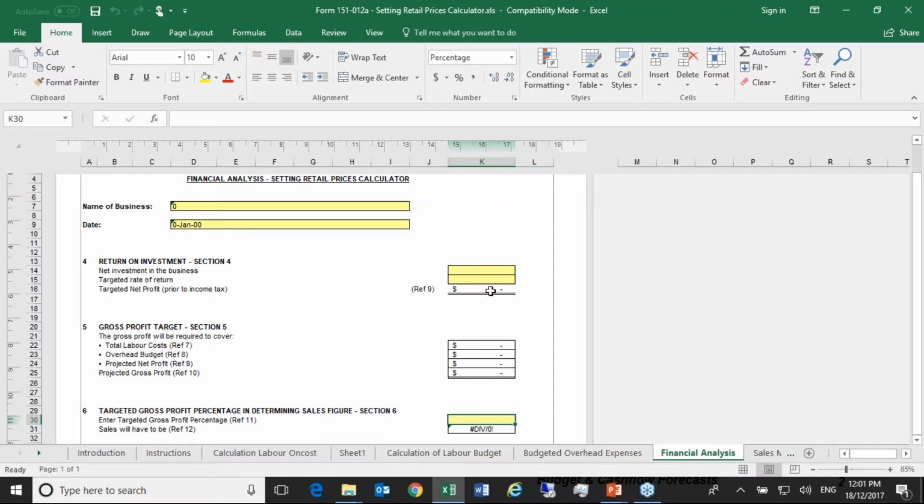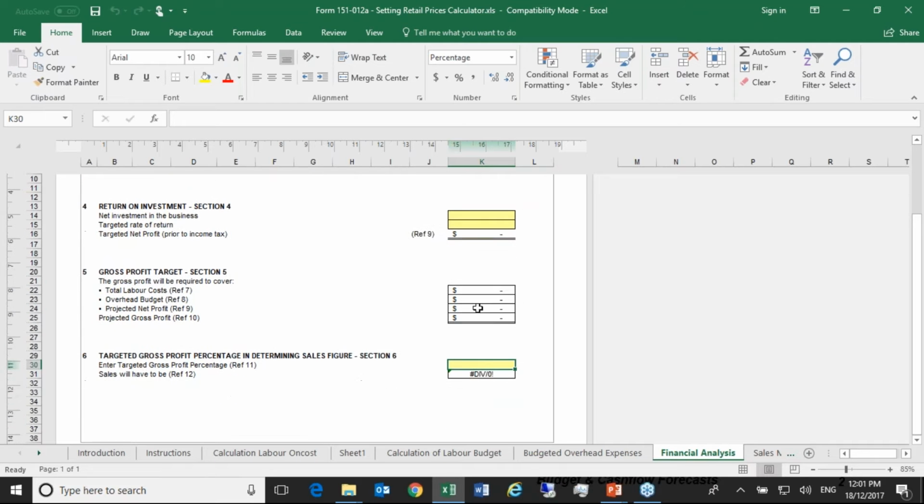This requires you to enter how much is the investment that your client has in this business, what's their targeted rate of return. So if their investment was $500,000, their targeted rate of return was 20%, they'd be looking for a profit prior to income tax of $100,000. The gross profit target is then determined. What are the total labour costs? These will automatically be transferred. What's the overhead budget? What's the projected net profit from Section 4? So that then determines the projected gross profit for this business.